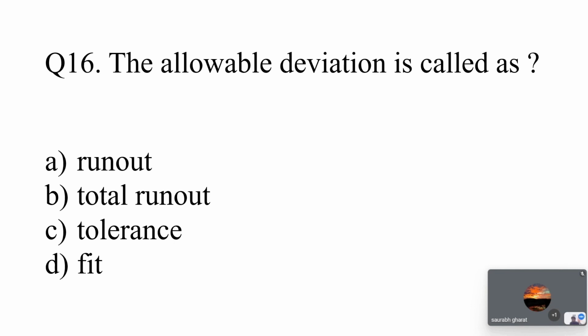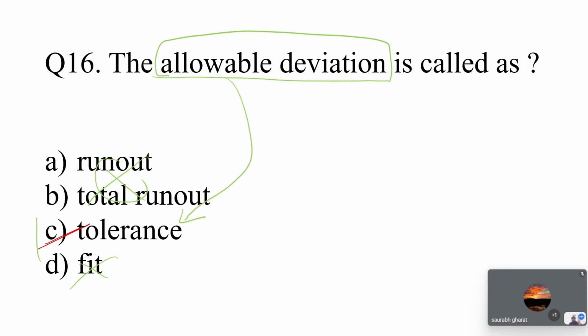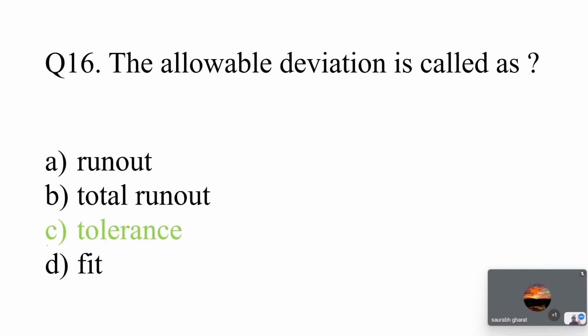Okay, so if you go to the slides, you will get the answer. It is actually tolerance. Tolerance is the correct answer. So run out is a wrong answer. Run out is completely different, and fit is completely different. The allowable deviation is only your tolerance. This tolerance is the correct answer, as it is mentioned, deviation. You can go with that.